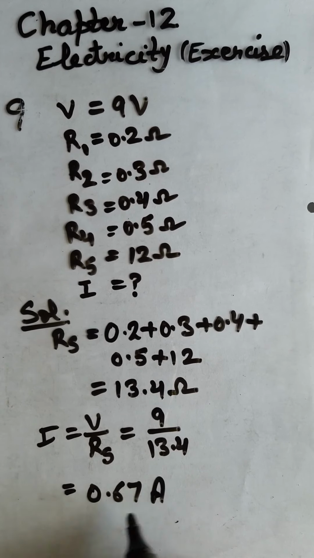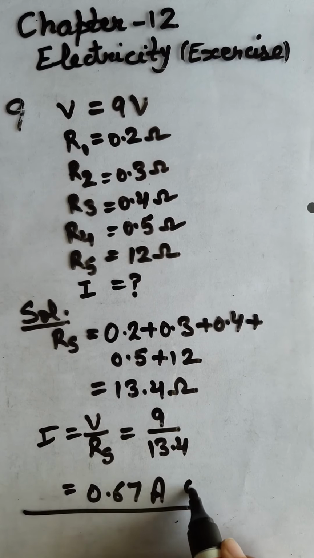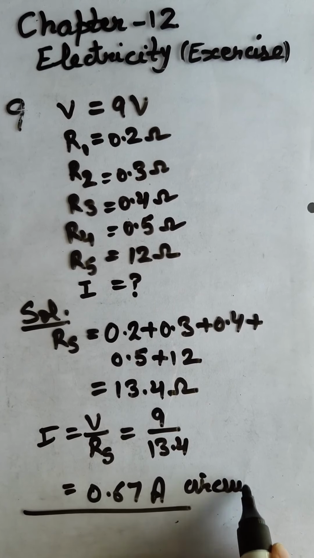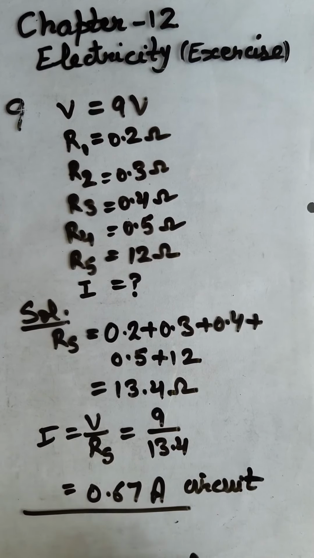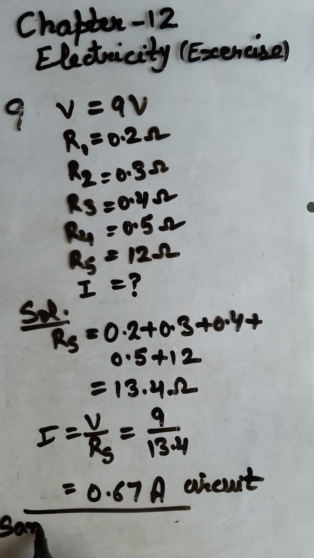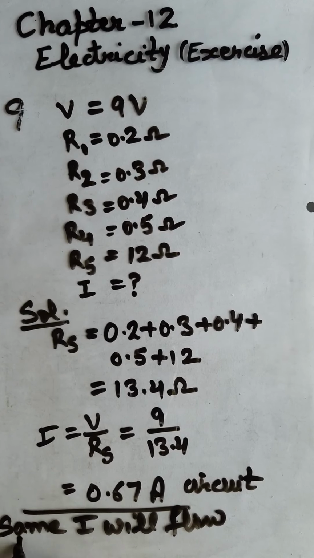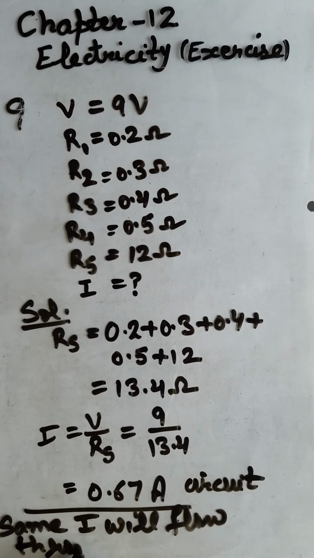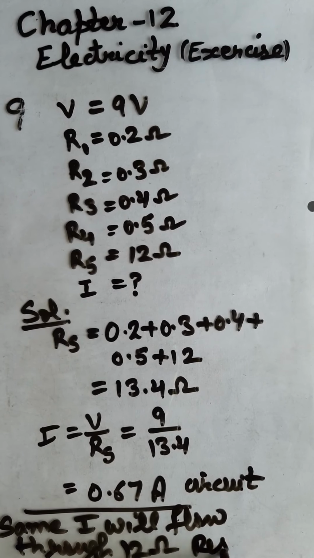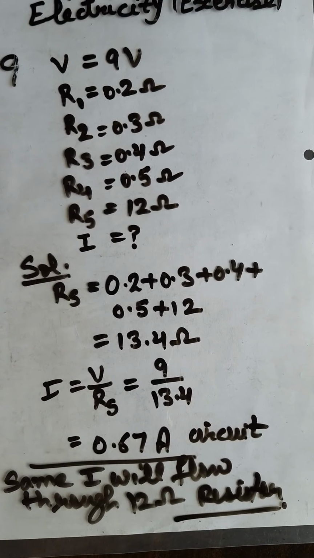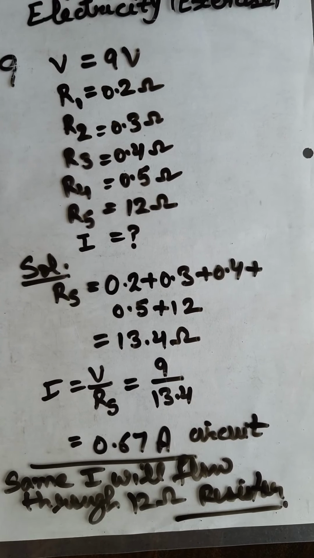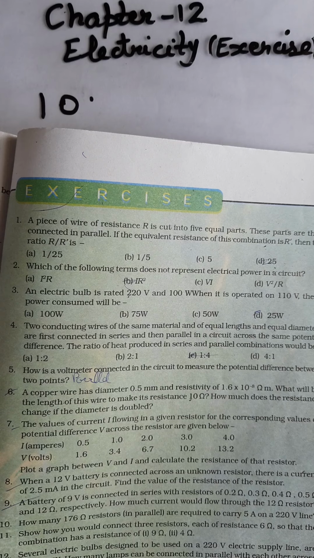This much current is flowing through the circuit, okay, and as these are in series, the same current will flow through the 12 ohm resistor, because in series the same current flows through all the resistors, all the components.